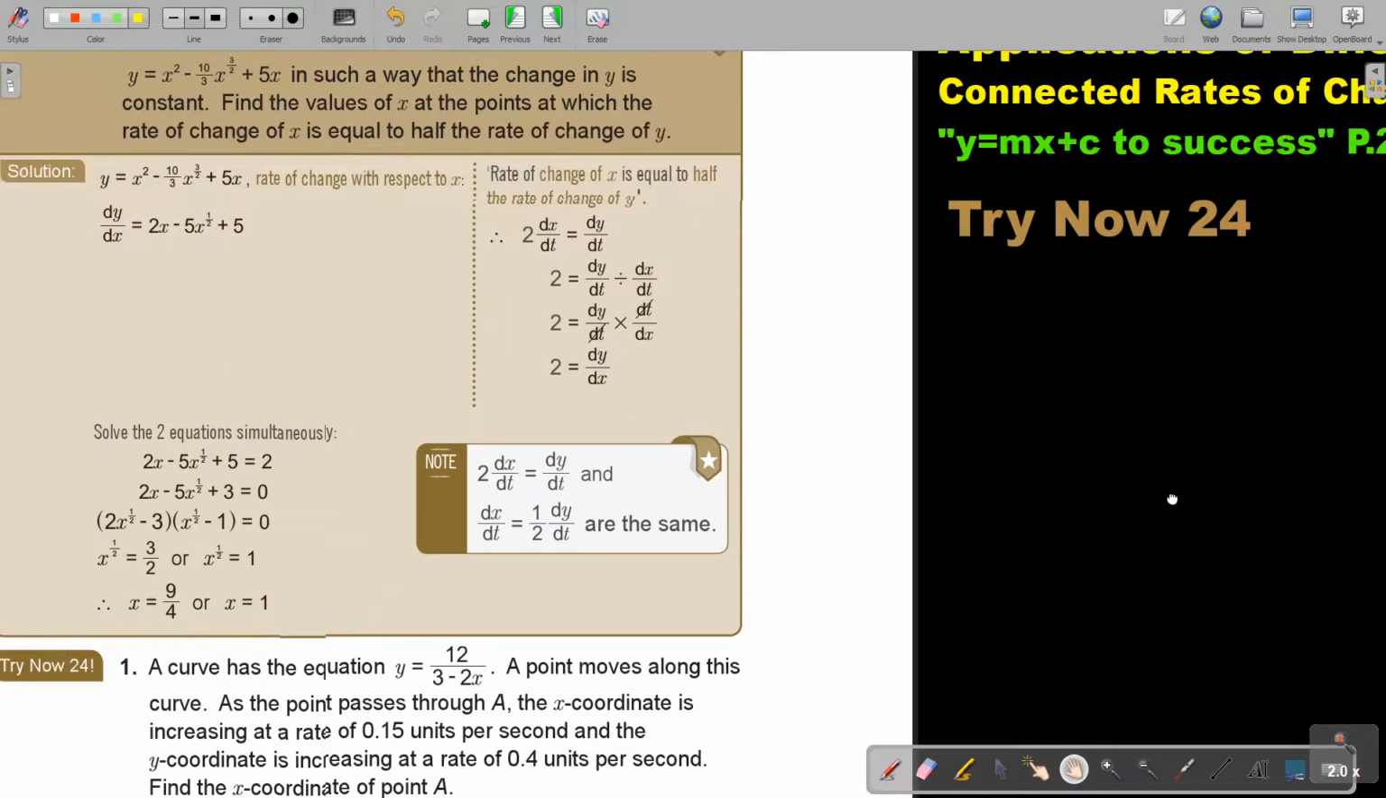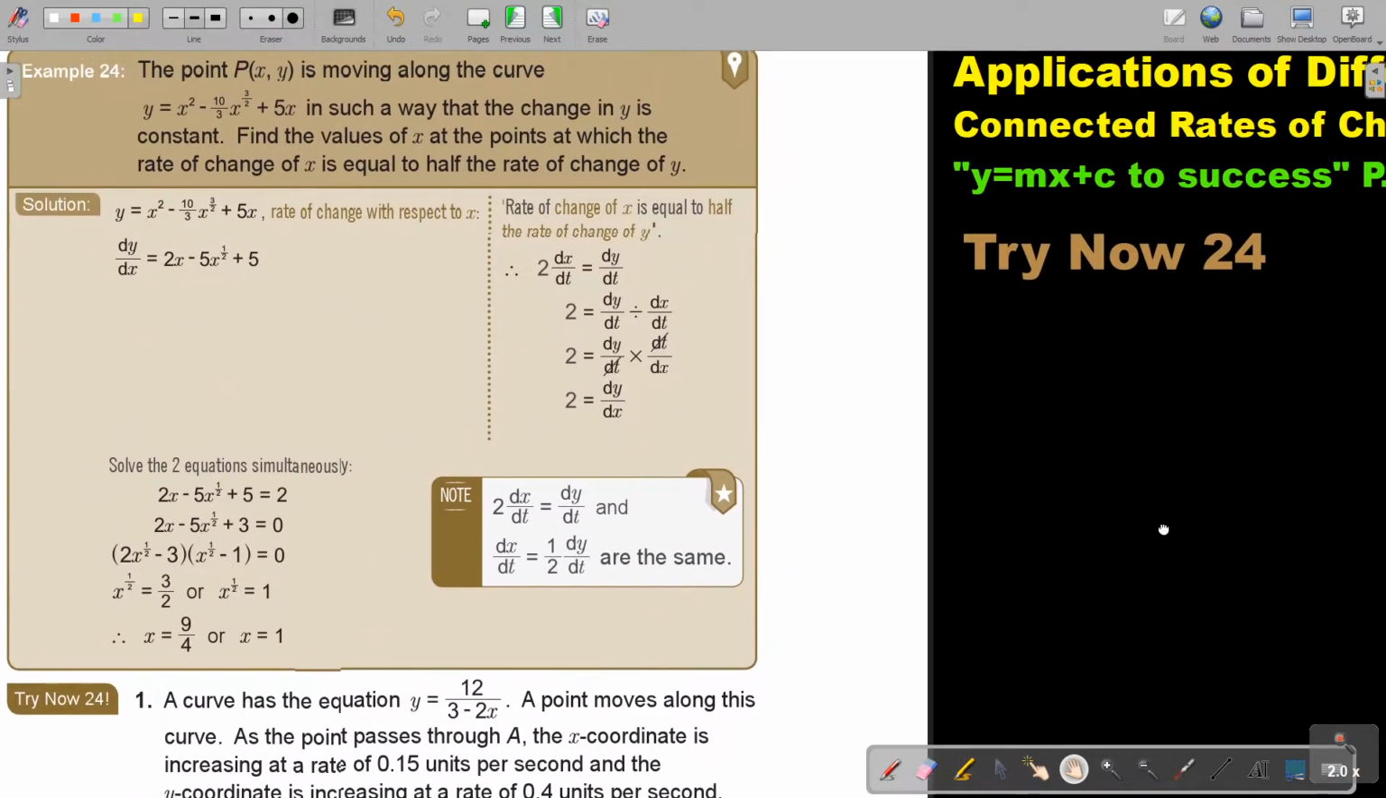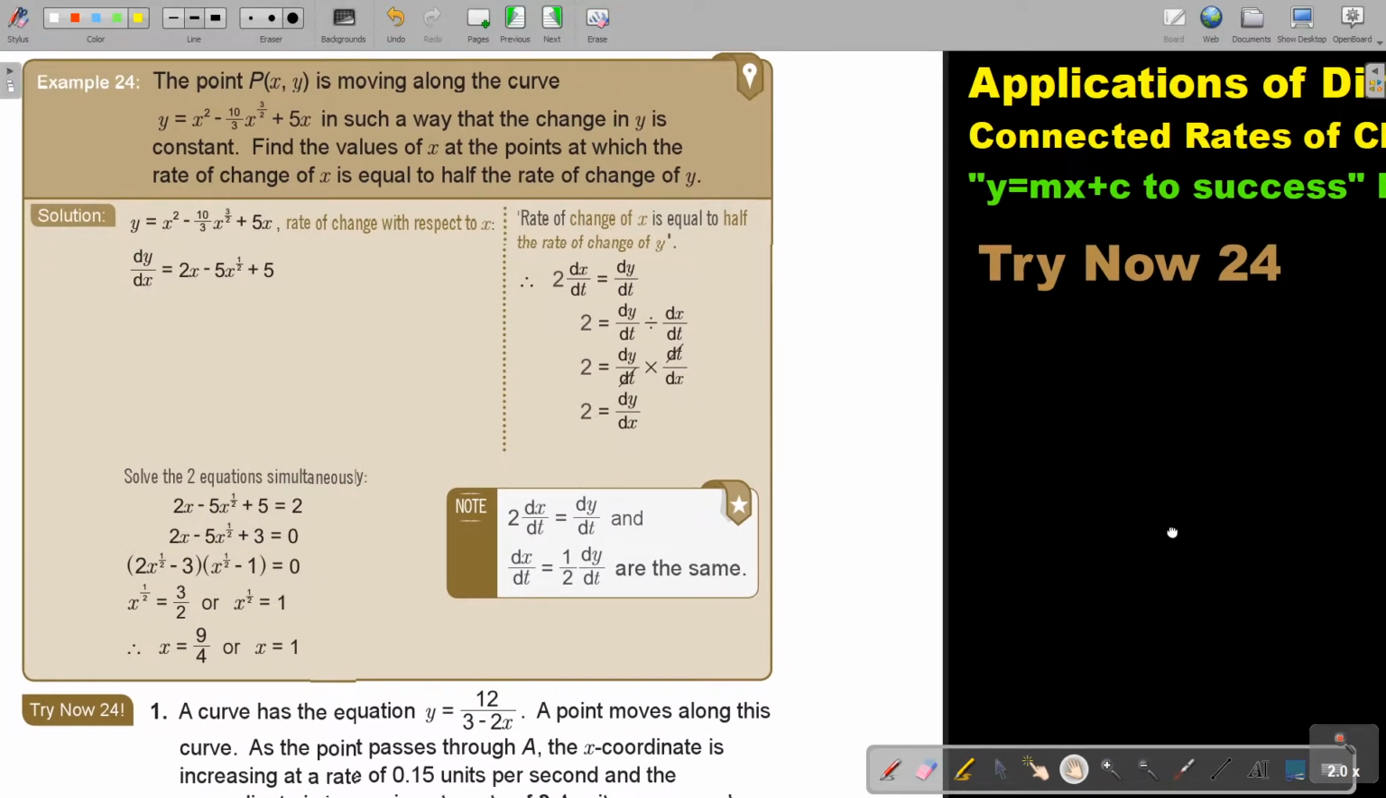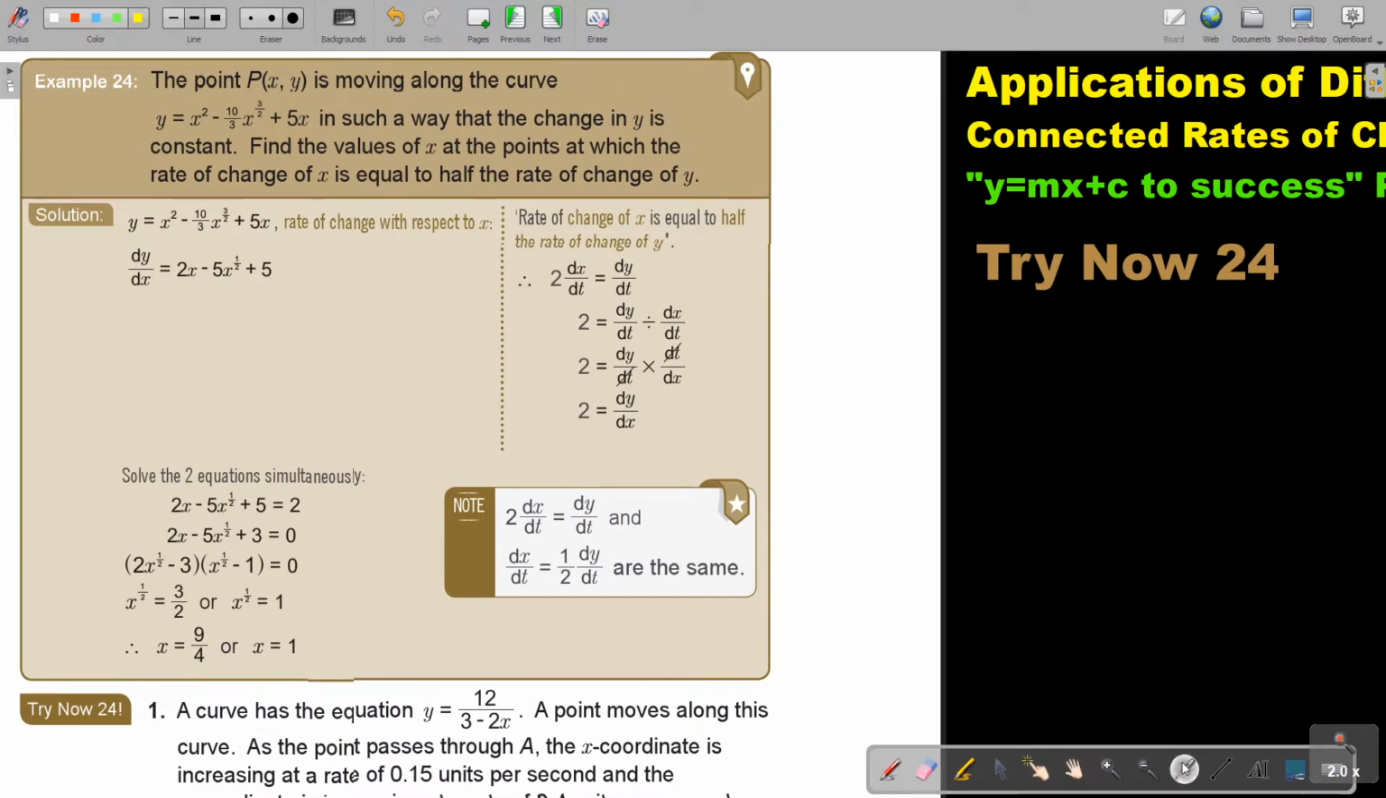This is a bit more challenging example. This is the way you can also find it in an examination. The point P(x, y) is moving along the curve. This is the function of the curve, in such a way that the rate of change in y is constant. Find the values of x at the points at which the rate of change of x is equal, and this is very important, to half the rate of change of y.